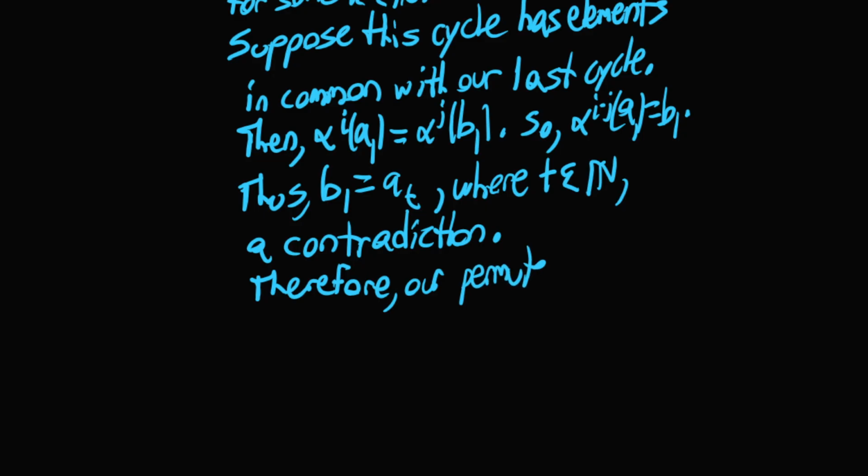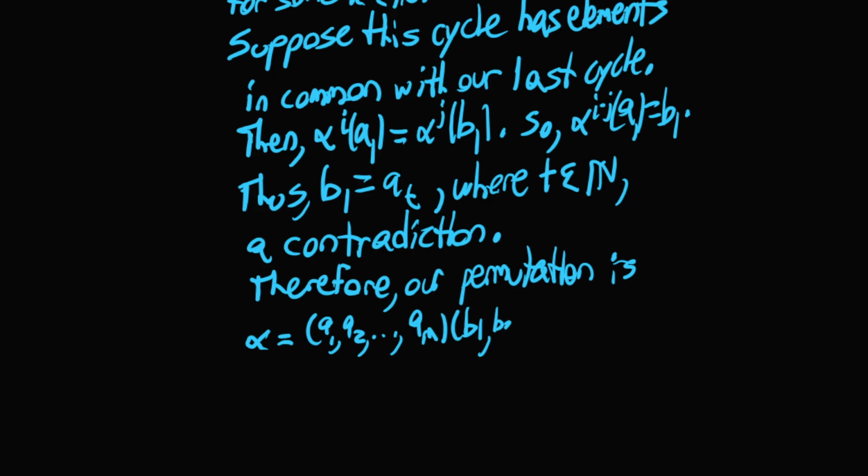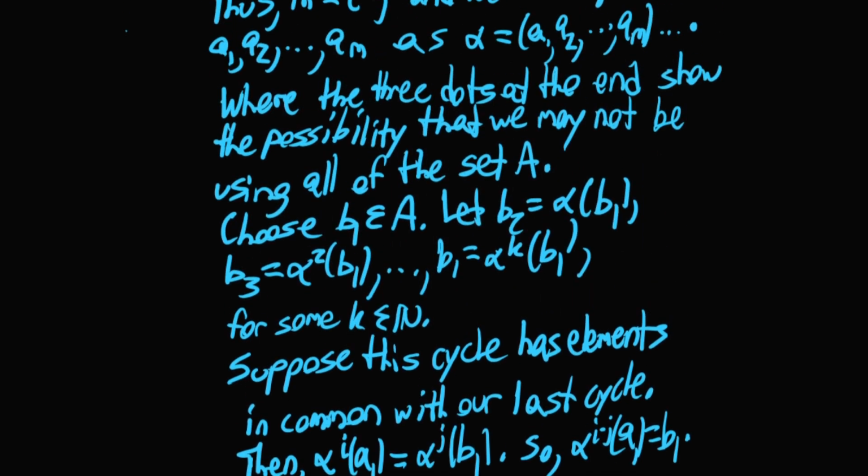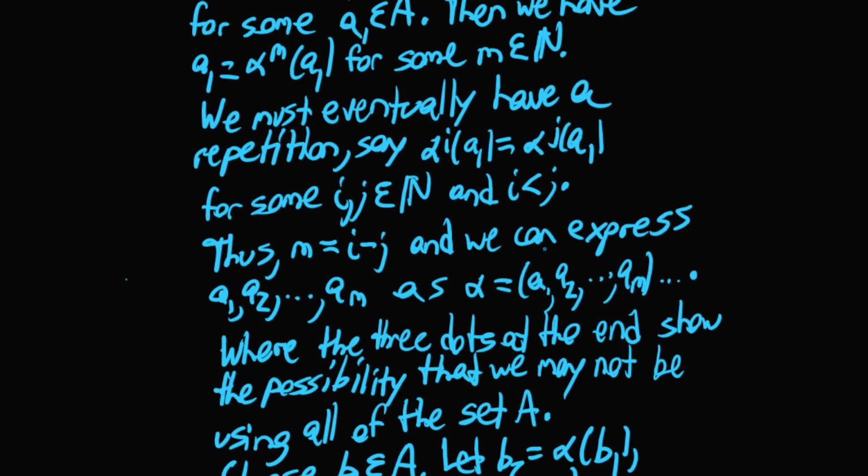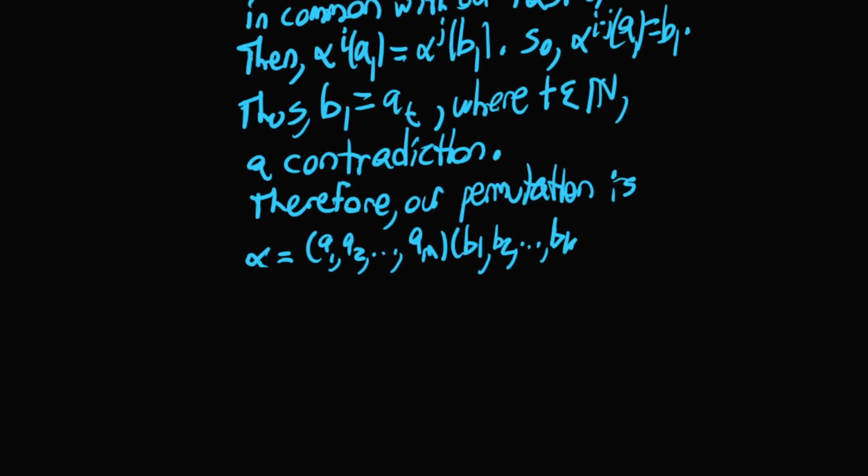So therefore, our permutation alpha equals (A1, A2, so on and so forth, up to Am)(B1, B2, so on and so forth, up to Bk), and then so on and so forth, as desired.